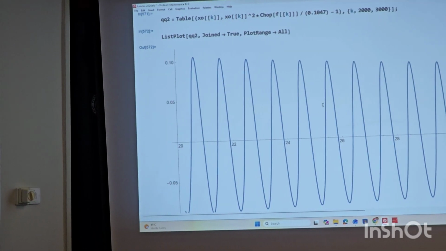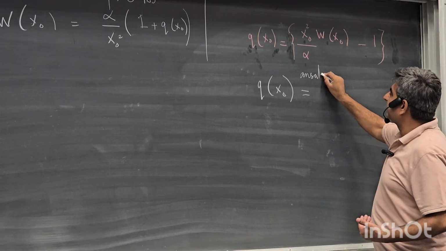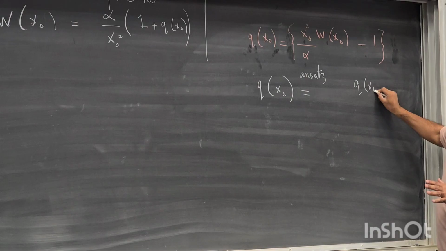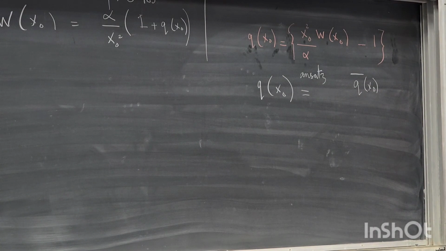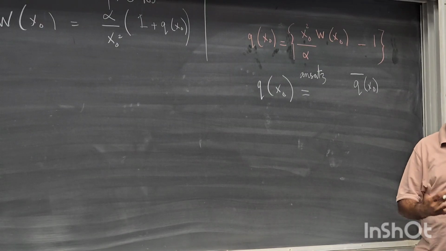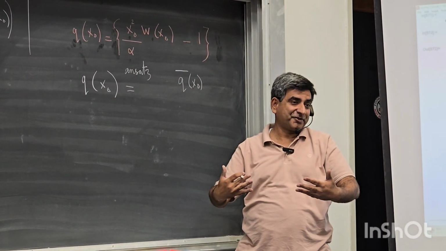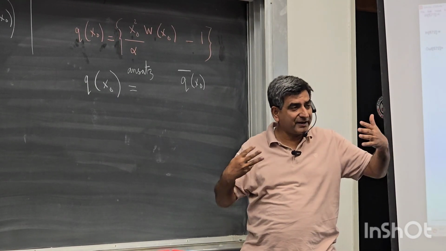So q x naught, I propose, this is another ansatz, by looking at the form of this graph, I propose that this q x naught is some oscillatory function of constant amplitude. Let's call it q bar. But as x naught goes up, the amplitude drops. This is what happens in, say, a field modulated oscillatory function. You might have come across frequency modulated FM or AM signals. So this is like an AM or an FM signal.